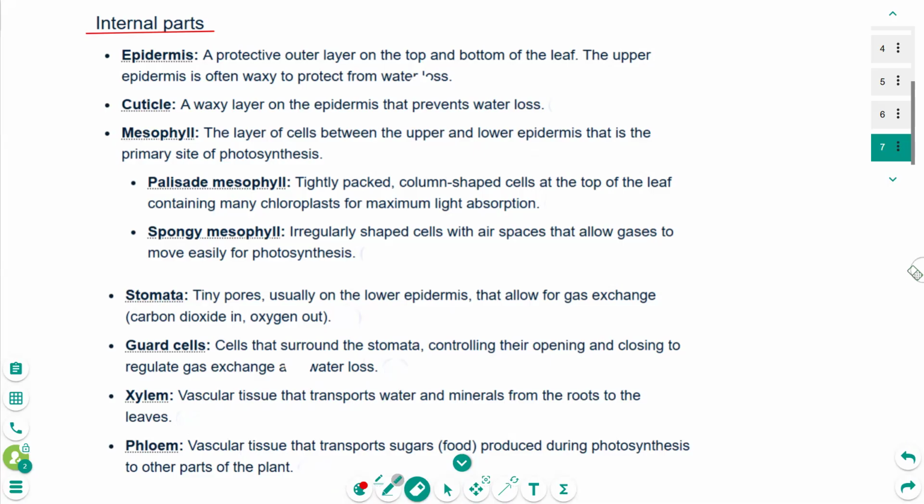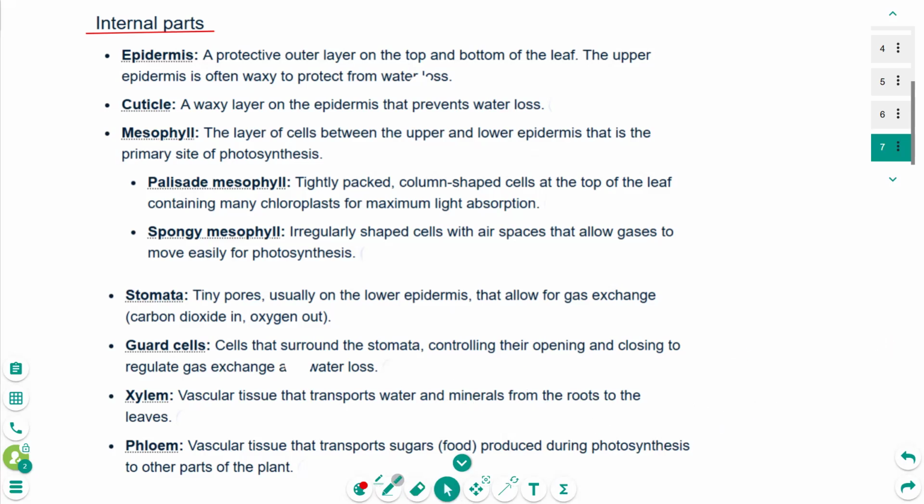So the stomata would be the tiny pores on the lower epidermis usually. The only time you might see stomata in the upper epidermis, guys, is if it's a plant that lives on the surface of the water, like water lilies. If they live on the water, they're going to want to put the pores in the upper epidermis because the lower epidermis would be touching the water. But usually it's in the lower epidermis, the stomata.